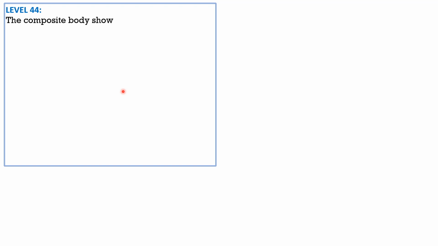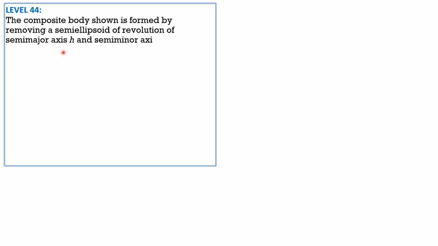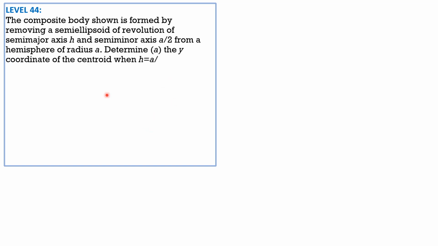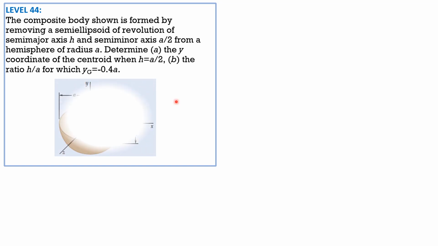Problem 44. The composite body shown is formed by removing a semi-ellipsoid of revolution of semi-major axis h and semi-minor axis a over 2 from a hemisphere of radius a. Determine, letter A, the y-coordinate of the centroid when h is a over 2, and B, the ratio h over a for which yg is negative 0.4a.